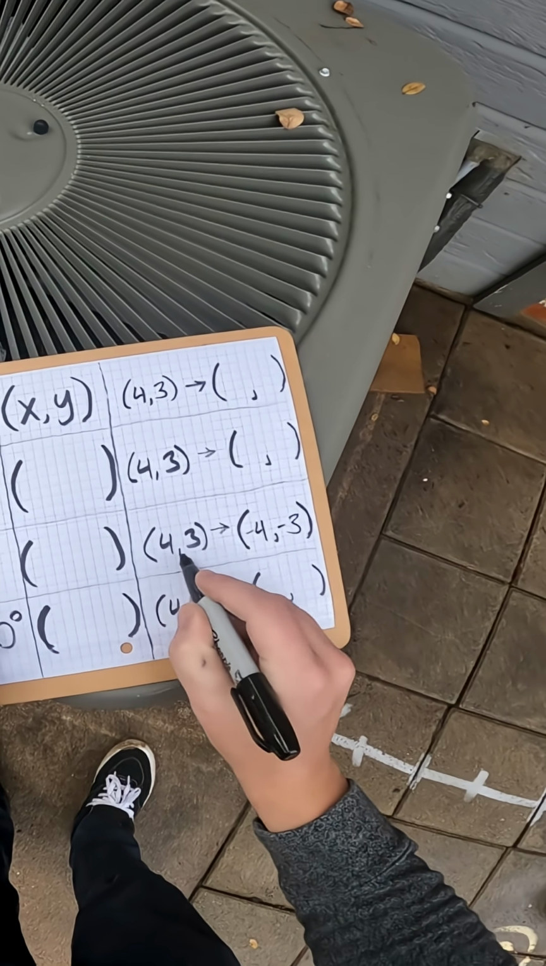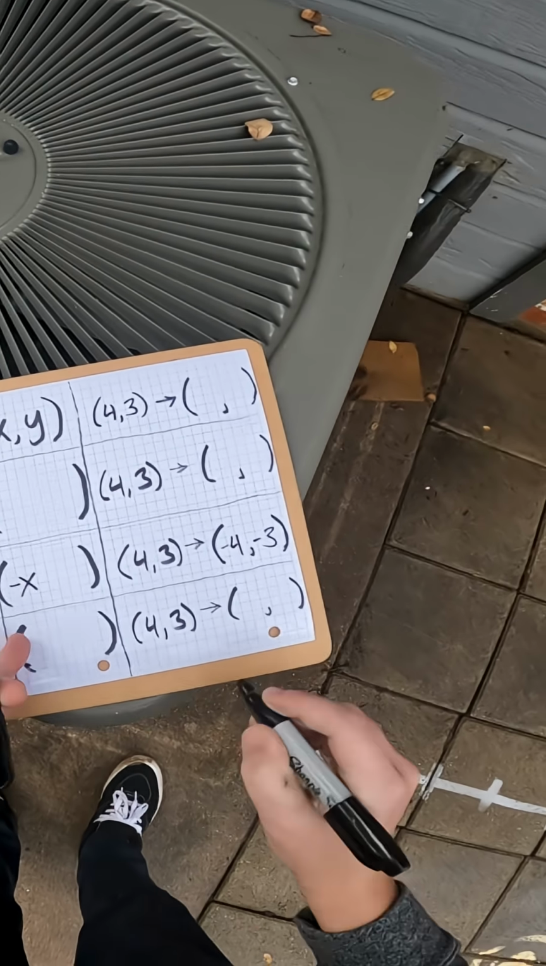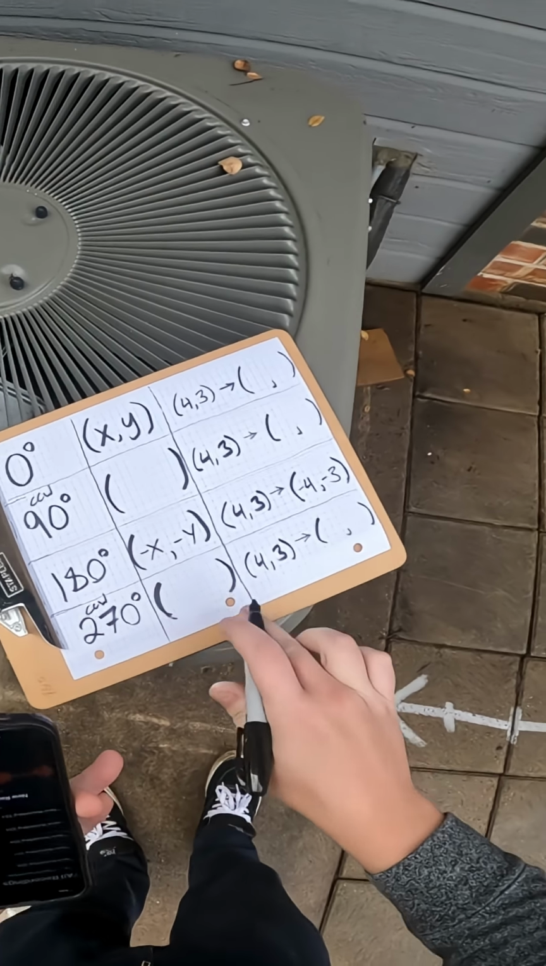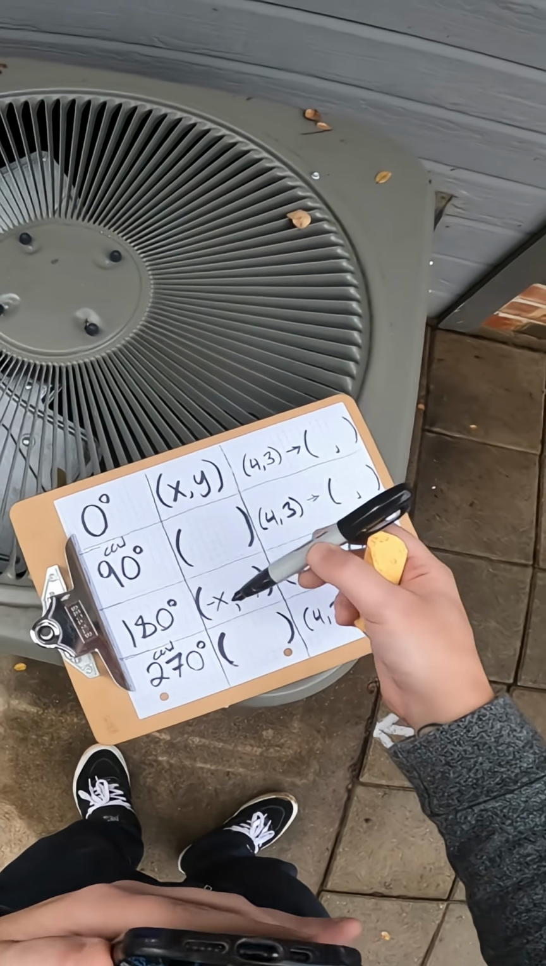Well, look what happened to my x-coordinate. It changed signs. Look what happened to my y-coordinate. It also changed signs. So this would be the mapping for 180 degrees. Well, what about 90 or 270?